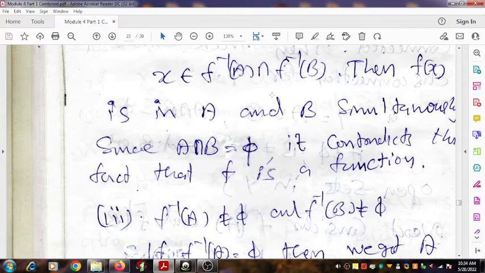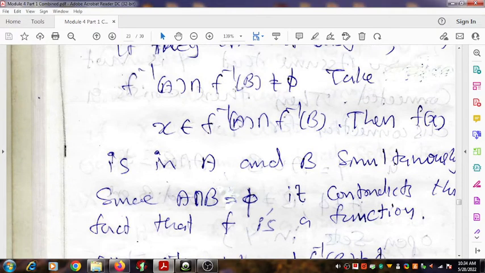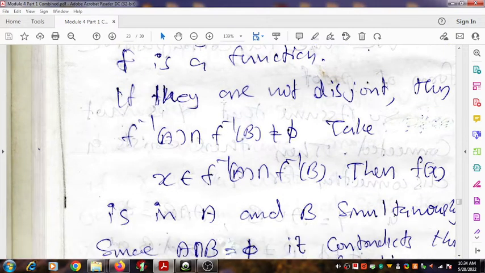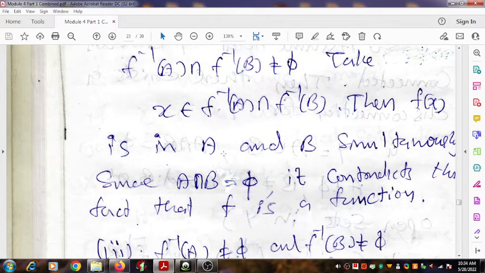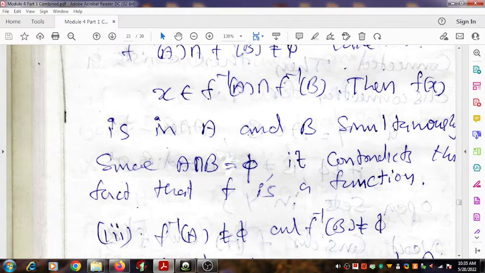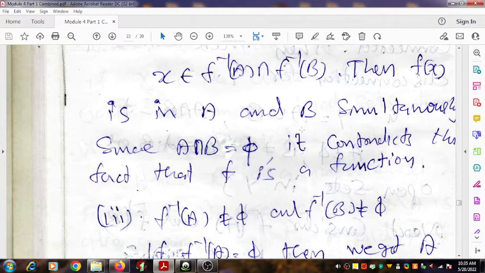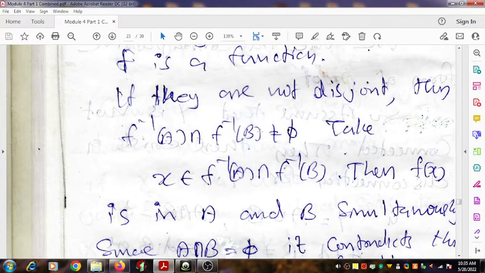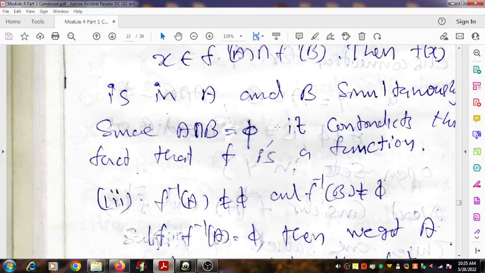So here, by proceeding using these steps, we got the fact that F of X belongs to both A and B, and we get the contradiction. Therefore we have to correct the assumed statement that F inverse of A intersection F inverse of B is not empty, so it must be empty.